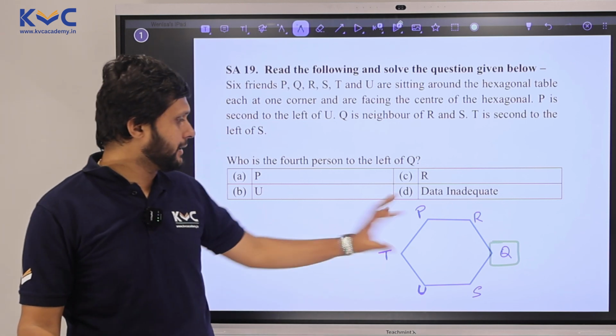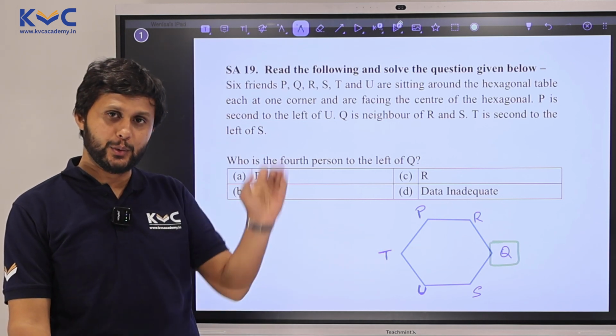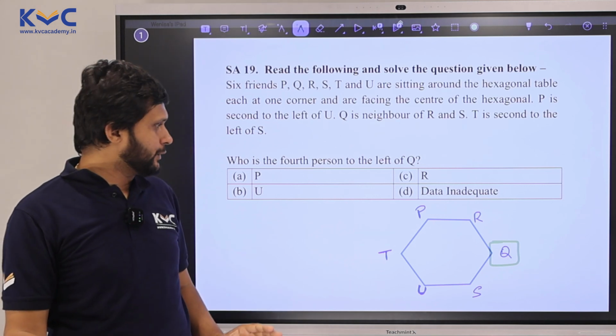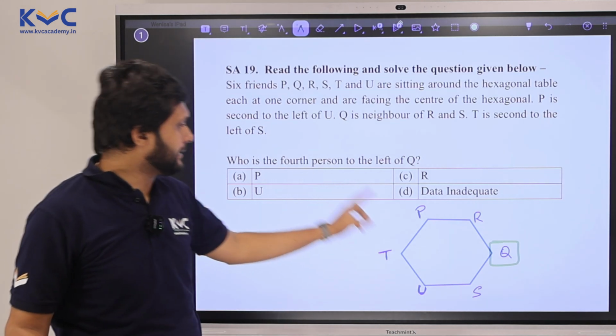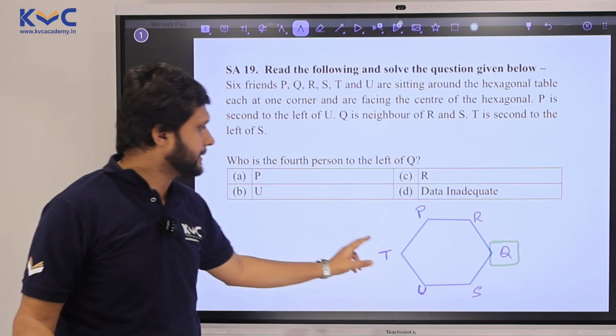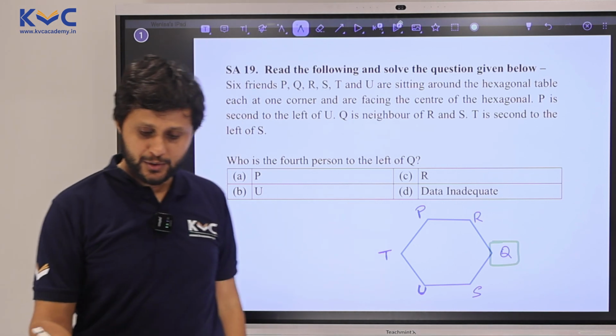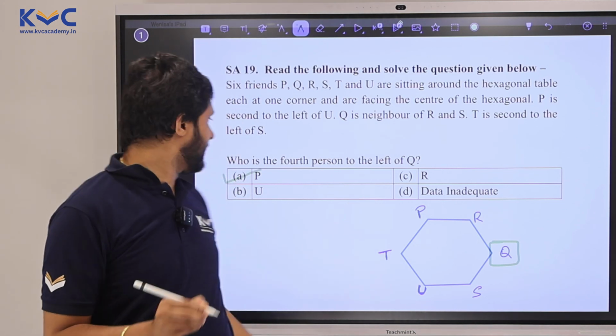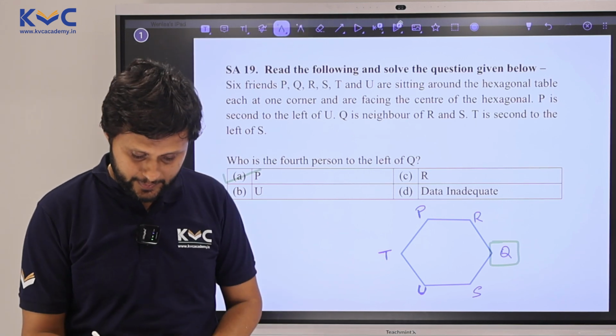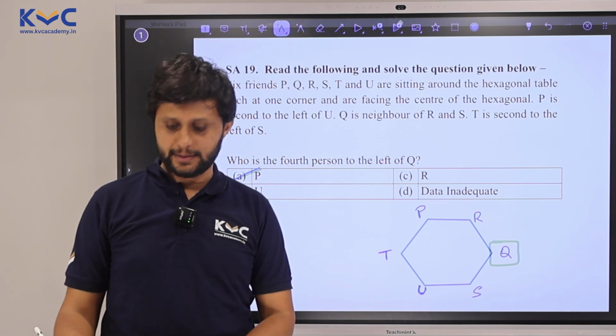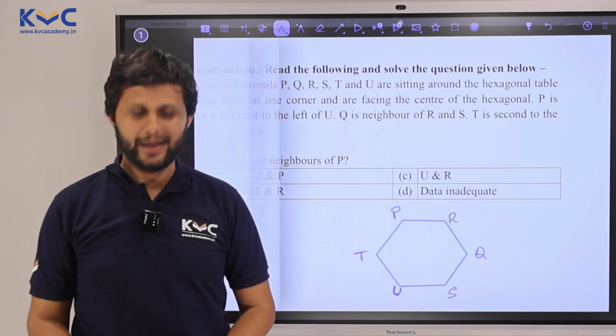Okay, Q is marked. Left of Q, so you have to go in clockwise direction. They have asked for the fourth person. 1, 2, 3 and 4. Option P. P is the right answer. We'll mark it with this color. Okay, P is the right answer. We'll move on to the 20th.